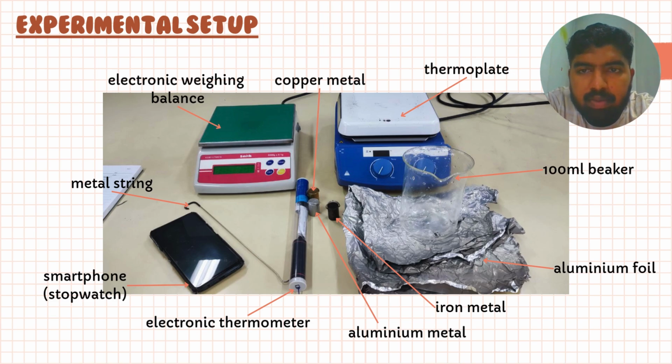For the experimental setup, we have an electronic weighing balance, metal string, smartphone, which we use as a stopwatch, electronic thermometer, aluminium metal, the grayish one, the iron metal, the black colored one, aluminium foil, a 100 milliliter beaker, thermoplate, and copper metal, which is the brownish one.